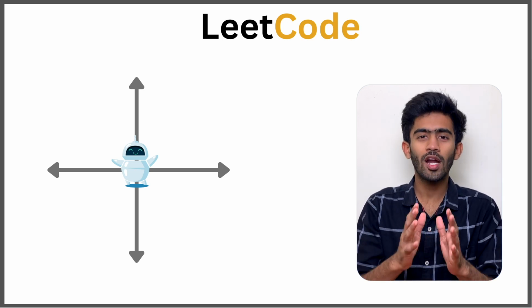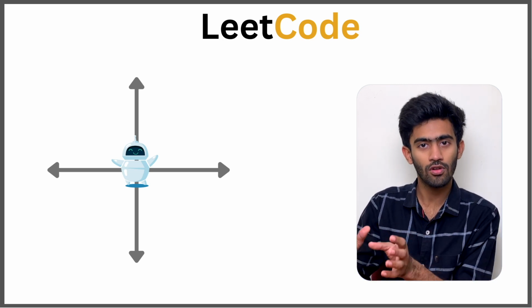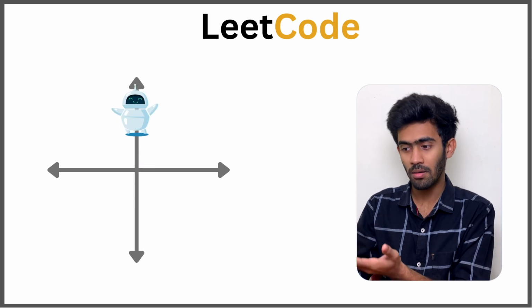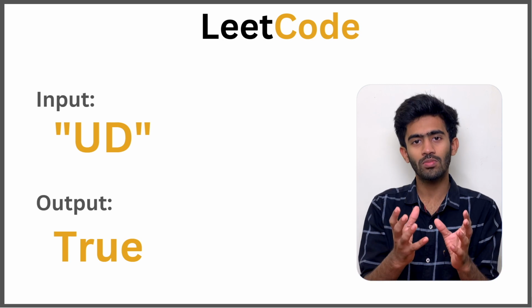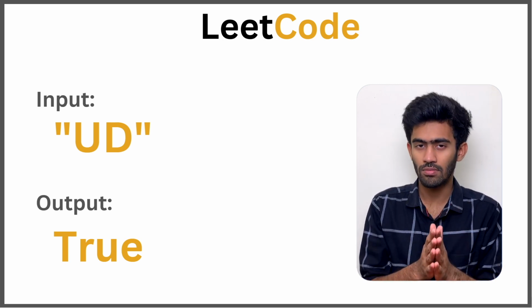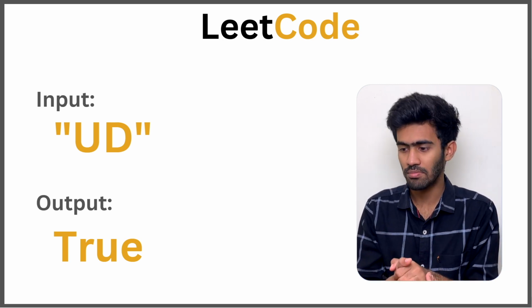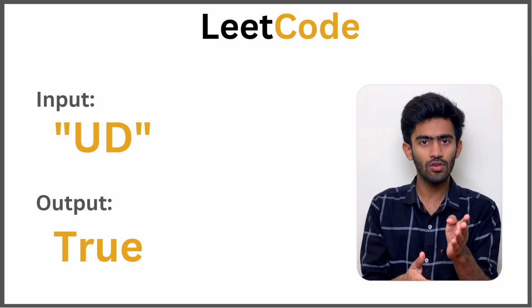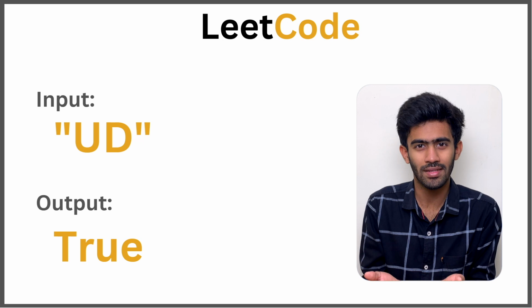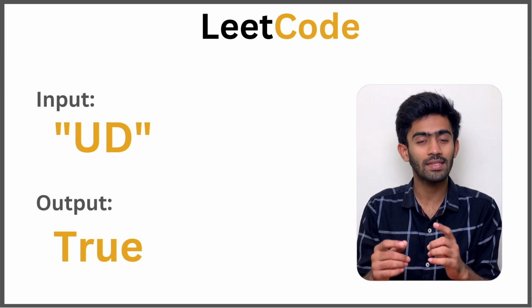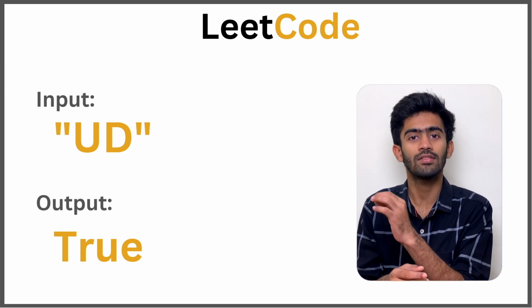First of all, what are the possible moves that the robot can do? It can go up, down, left or right. So these are the possible moves that the robot can do. So let's take an example. Here the input is U and D. So what does this U and D mean? These are just letters to us, right? But U represents up and D represents down.